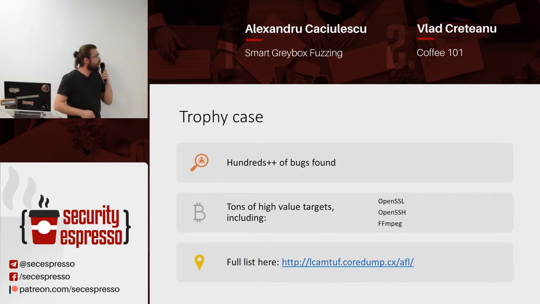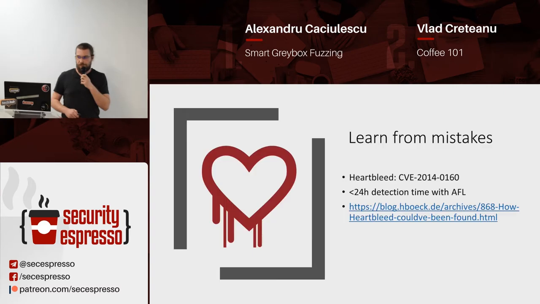Now, the current trophy case is quite amazing for AFL. It has hundreds of bugs already found. High-value targets as well, including OpenSSL, OpenSSH, FFmpeg. The full list can be found here on the official website, so I'll leave that to you guys.